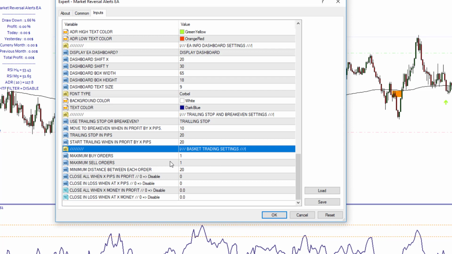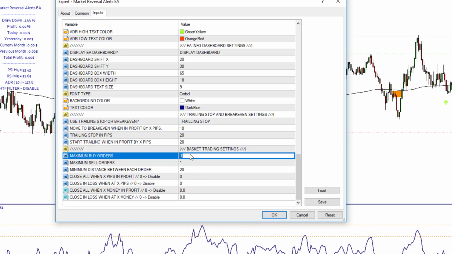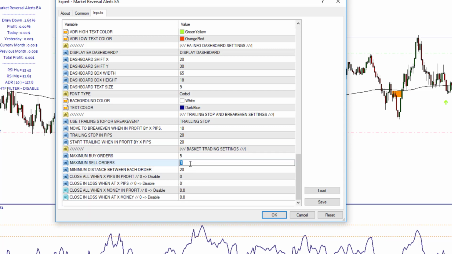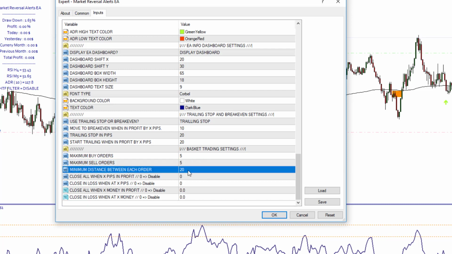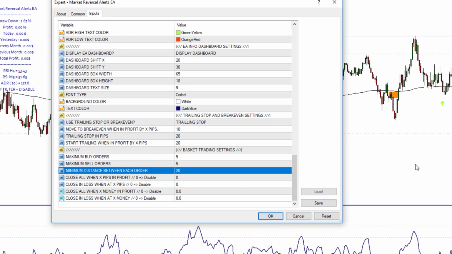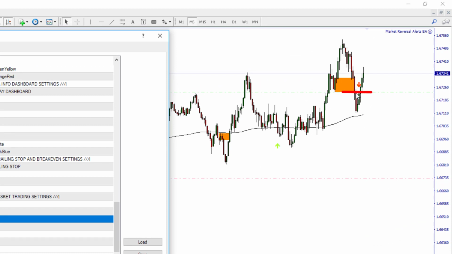The way that the basket trading settings work is you can set the number of trades that you want to get into on a particular pair, and you can ask the EA to enter trades if price moves against you by a set number of pips. So for example, in this case, if we were to set the maximum buy orders and sell orders to 5 and the minimum distance between each order to 20, what would happen is, as we have taken this initial trade here, if price pushes more than 20 pips against me and then gives another reversal alert, it will take a second position up to a maximum of 5 positions.